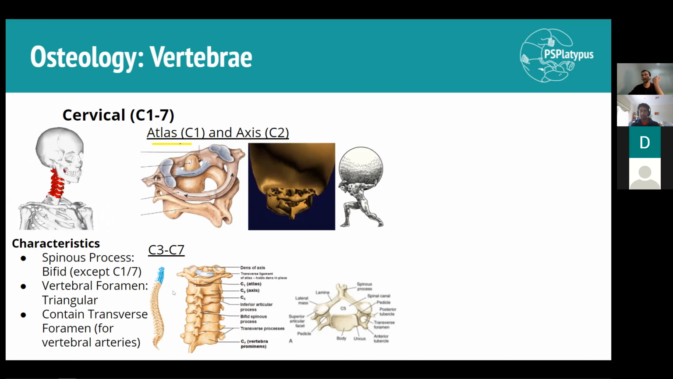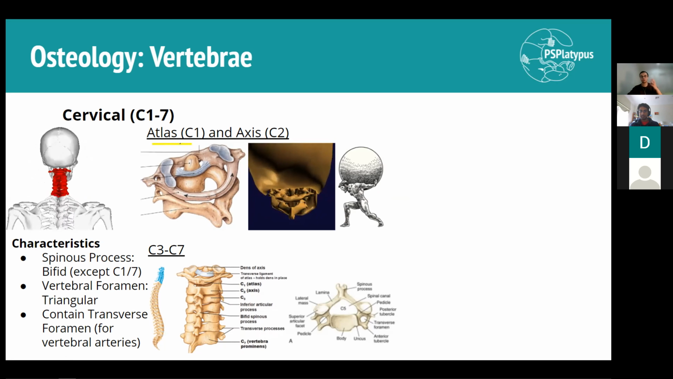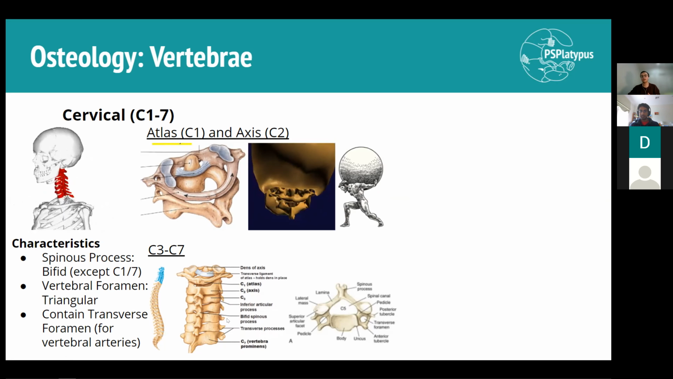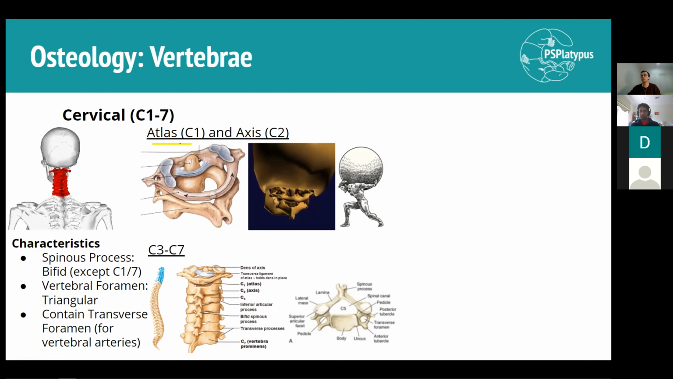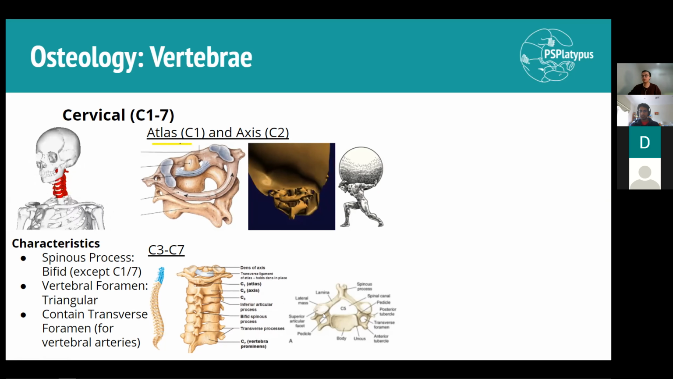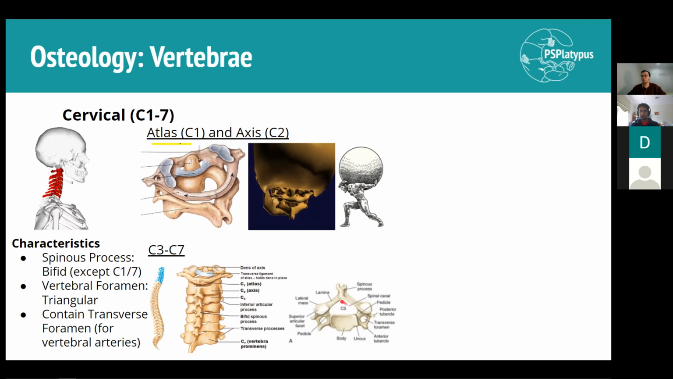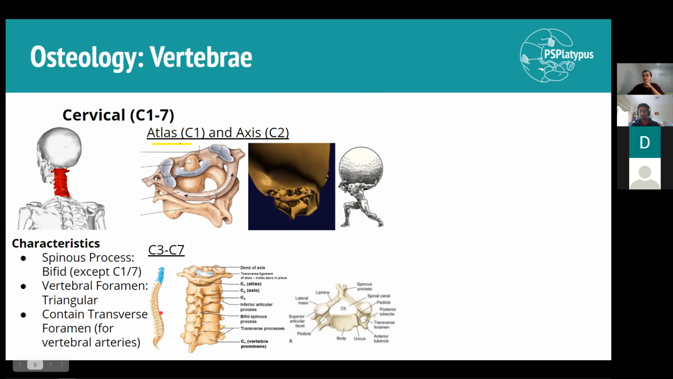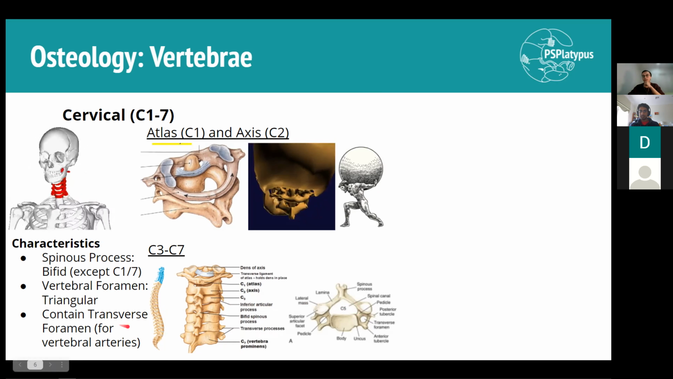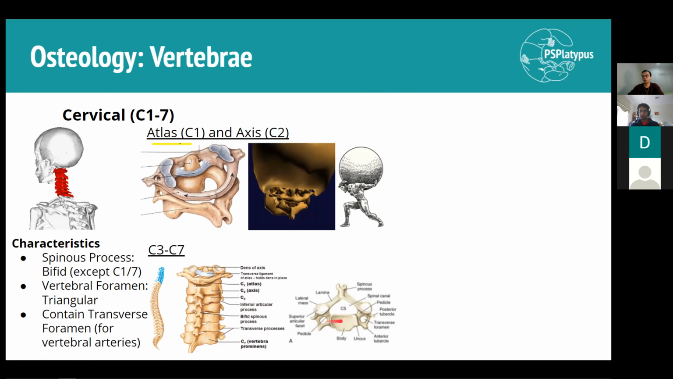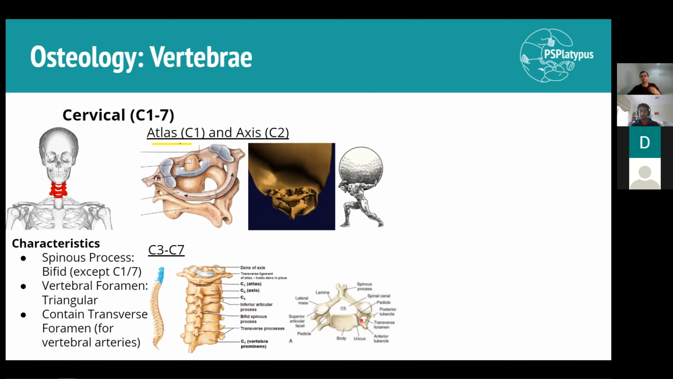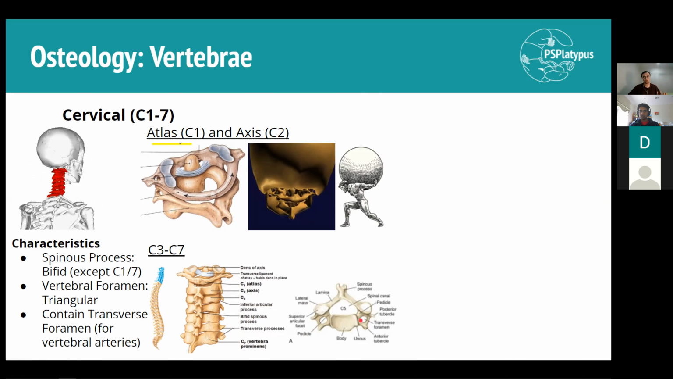The next thing is that the vertebral foramen, the part which is actually going to house the spinal cord, is triangular in the case of the cervical vertebrae. So if you look over here, you can see the foramen there. The foramen is actually triangular. And the last thing is that they also contain transverse foramina. So these are holes on either side of the vertebral body, which allow it to convey the vertebral arteries and the vertebral veins as well, which we'll see later on.